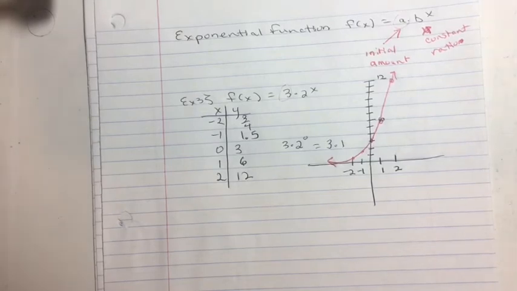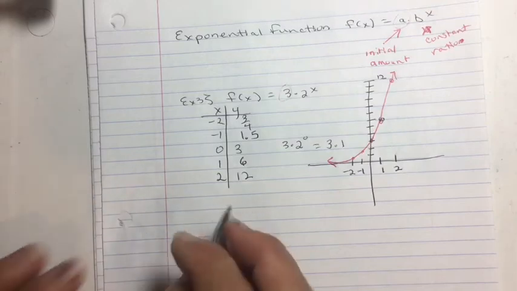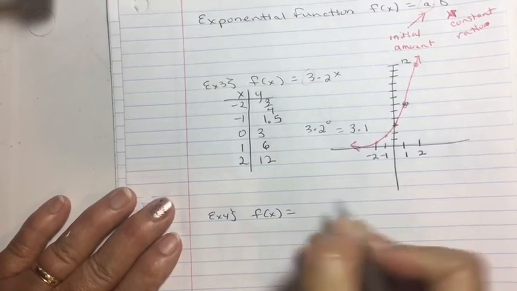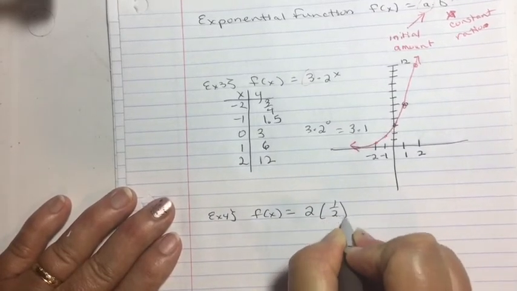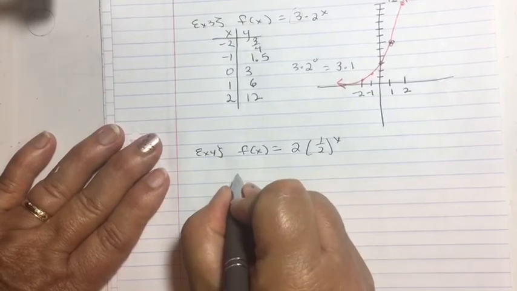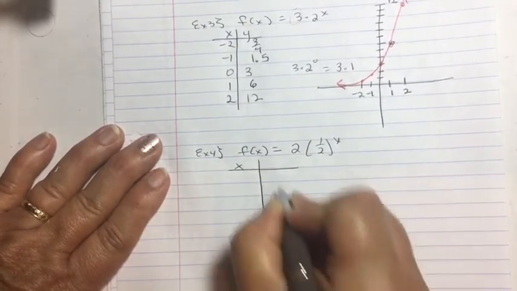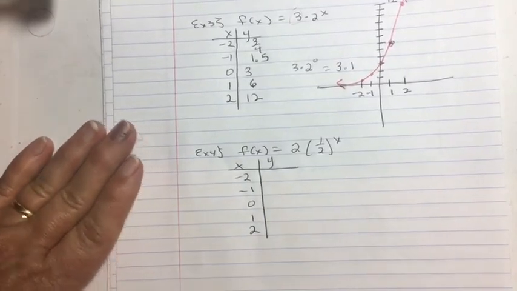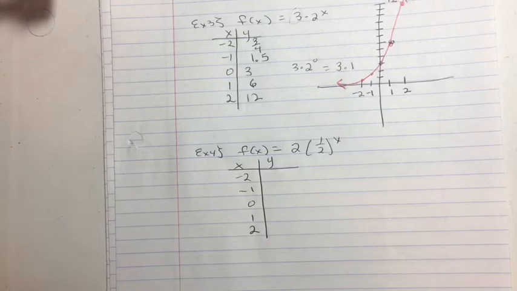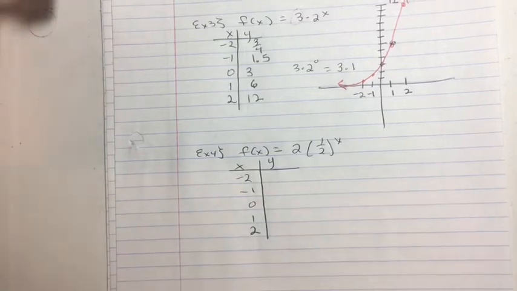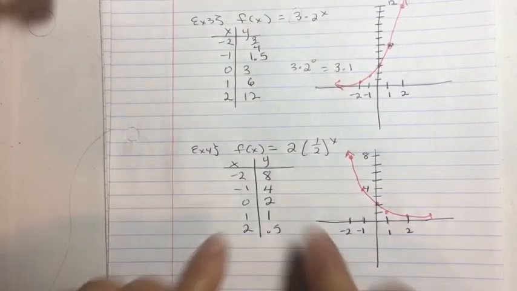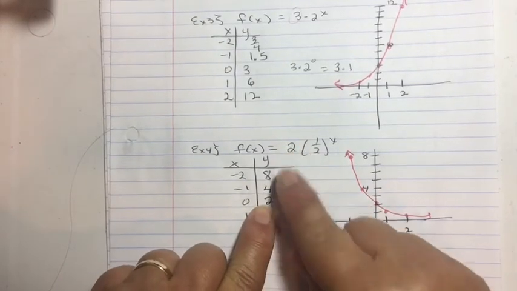All right, let's just do one more just to make sure you've got this before you start your homework. Example 4 is going to be 2, and then we'll do 1/2 to the x power. Okay, please pause the video and do this one on your own. Okay, did you get it right? Notice the initial value is 2.